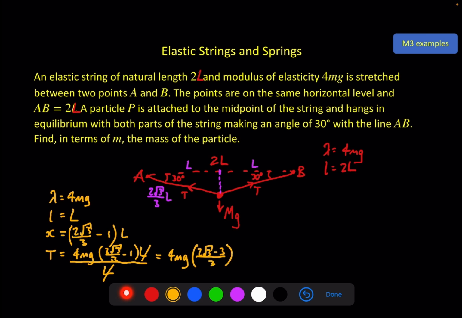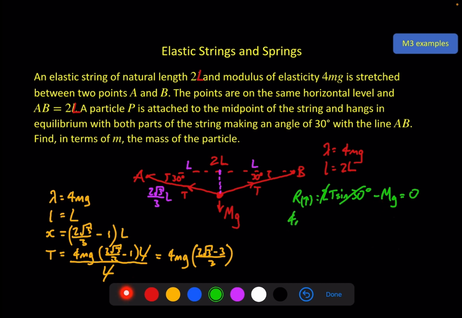And then I can resolve vertically and say T sine 30 from this side plus T sine 30 from this side must equal mg, because it hangs in equilibrium. So resolving vertically, we get T sine 30 plus another T sine 30, so 2T sine 30 minus mg must equal 0. Sine of 30 is a half, so the sine of 30 and the 2 cancel out, and we get T is equal to mg. So this thing here is equal to capital M times g.